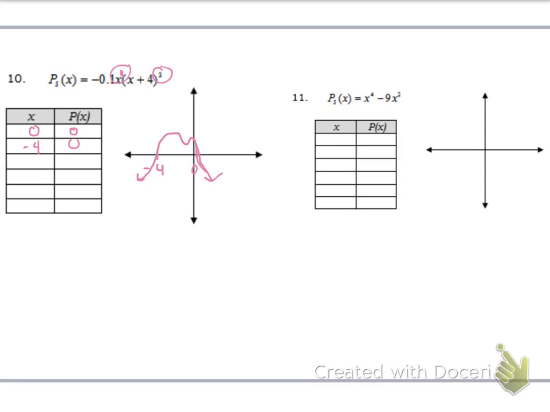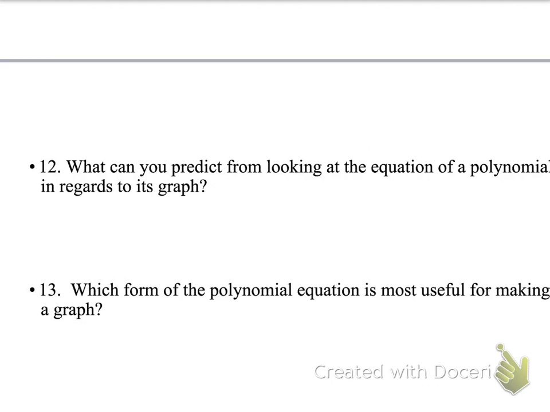My next one here, I'm at -3, 0, and 3, and it should look like this. I'm going to explain why in the next lesson. I'll be talking about the end behavior and how we know which arrows are going which way in the next lesson. So what can you predict from looking at the equations of the polynomials in regards to its graph?